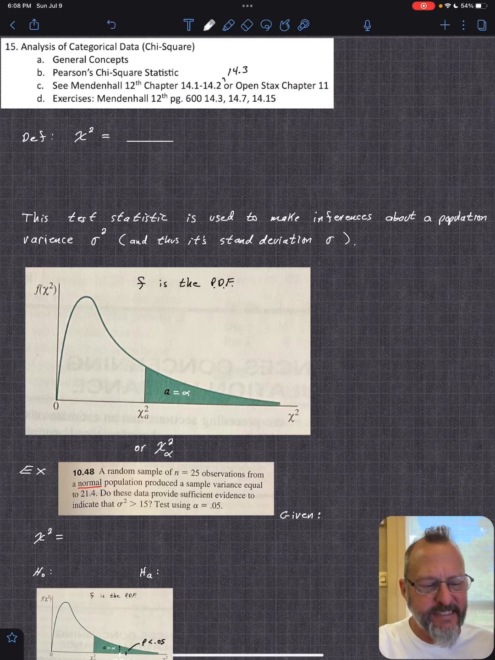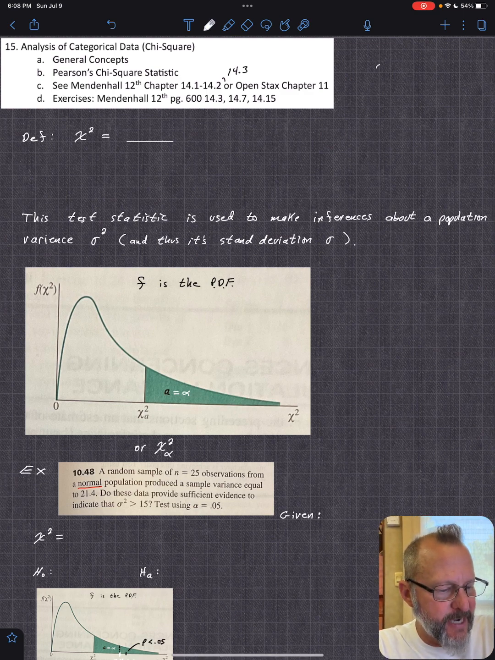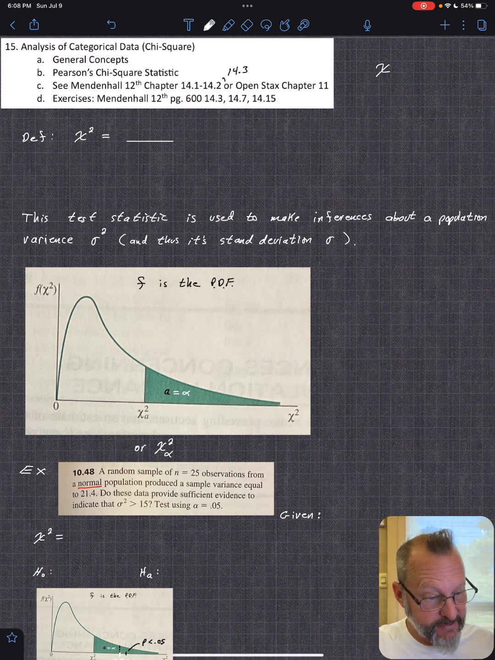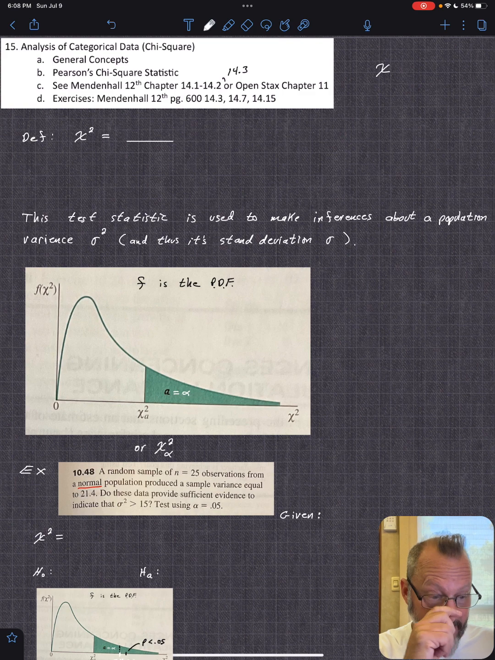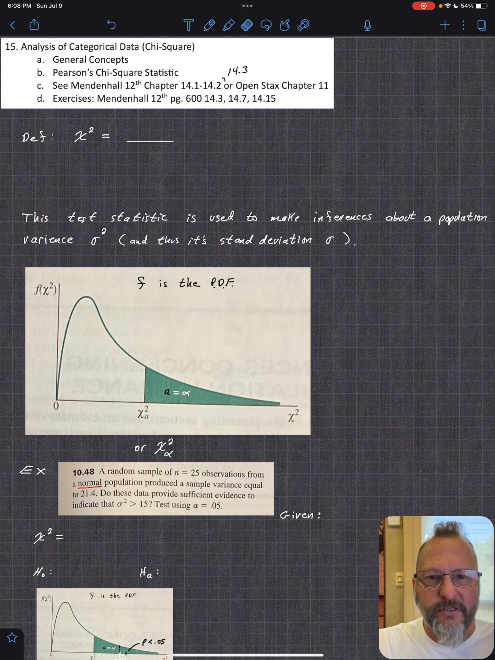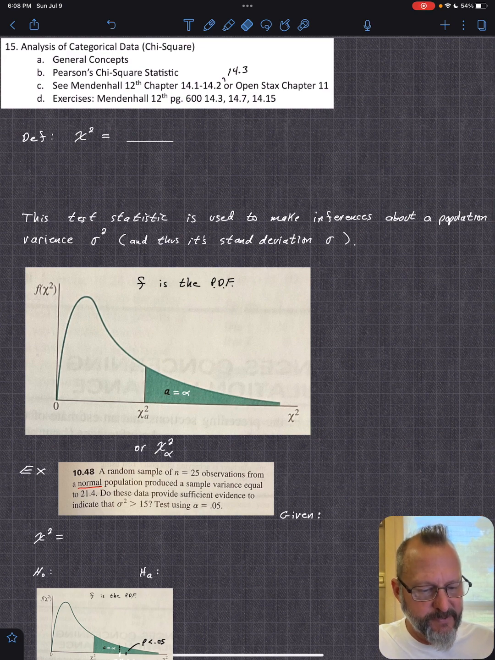Section 15 is on analysis of categorical data using the chi-squared test. So the chi is the Greek letter X, that's a capital X, and it's squared, so they call it chi-squared. And it's used for analyzing variation, essentially. So chi-squared is defined to be this.